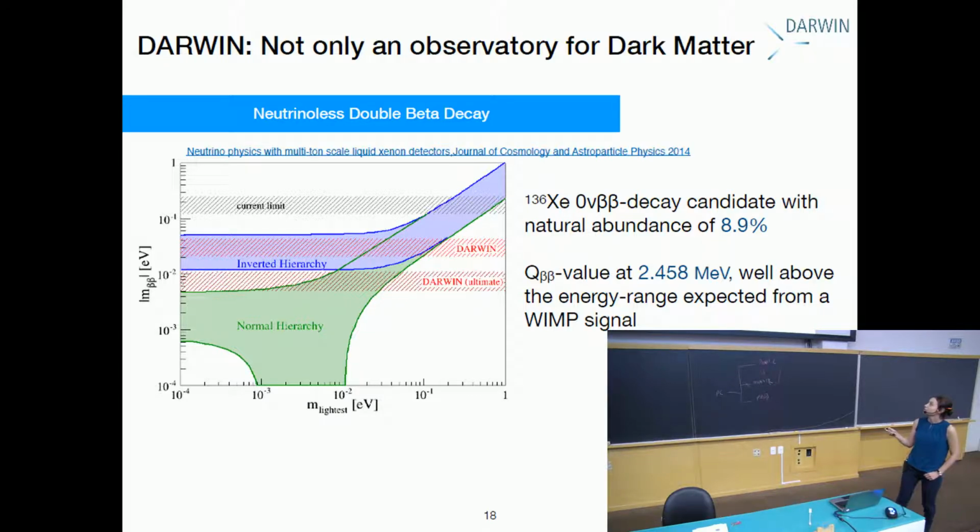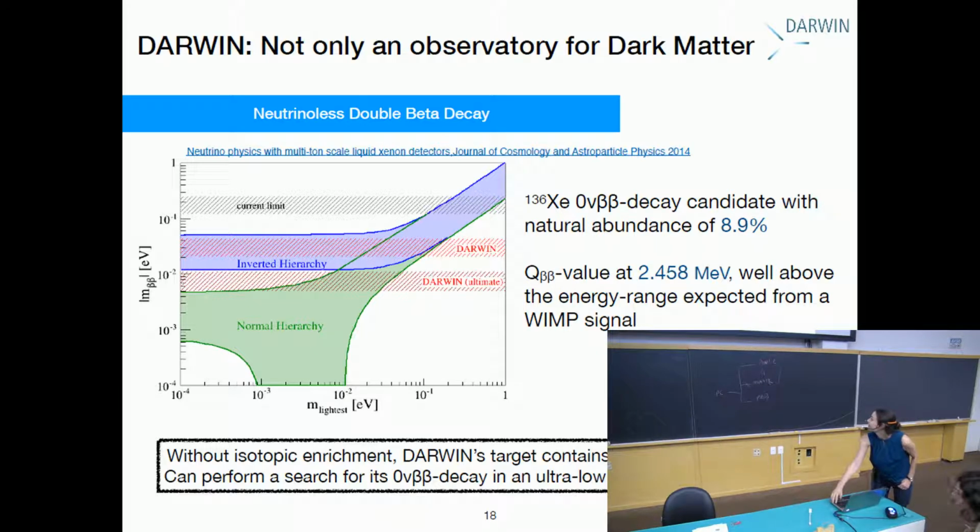So this is the expected region that we want to cover, and DARWIN ultimate means that if we can reduce our backgrounds and have a 10-year exposure, we can also access this part in which we can explore the normal hierarchy. Yes. So without isotopic enrichment, DARWIN's target contains more than 3.5 tons of 136Xe.